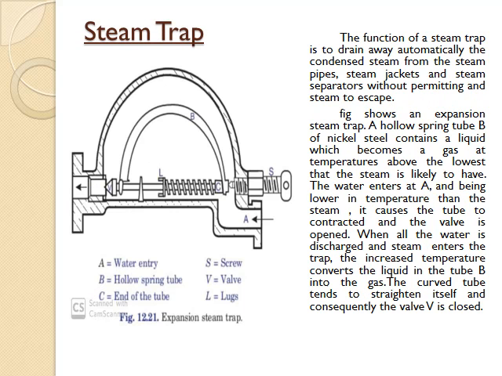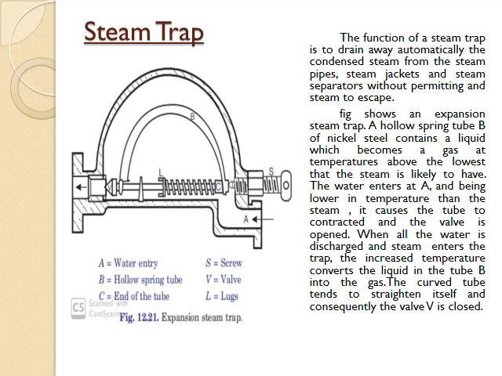Steam trap. The function of a steam trap is to drain away automatically the condensed steam from the steam pipes, steam jackets and steam separators without permitting any steam to escape. Figure shows an expansion steam trap.